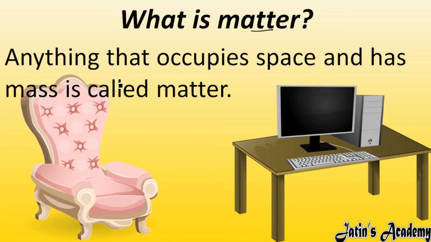Here is a definition. Anything that occupies space and has mass is called matter. Whatever things we are watching in our surroundings, like table, chair, laptop, computer, all these things occupy some space and have some mass. So these things which occupy space and have mass are known as matter.